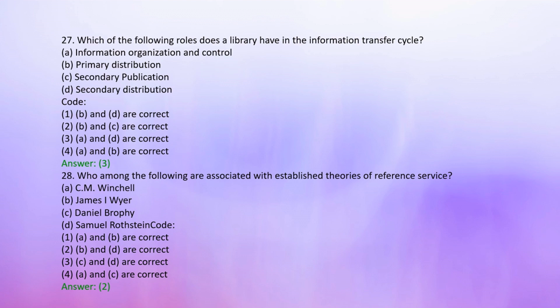Number 28. Who among the following are associated with established theories of reference service? A, C. M. Winchell; B, James I. Weir; C, Daniel Brophy; and D, Samuel Rothstein. Codes are number 1, A and B are correct; number 2, B and D are correct; 3, C and D are correct; and 4, A and C are correct, and correct answer is 2, B and D are correct.